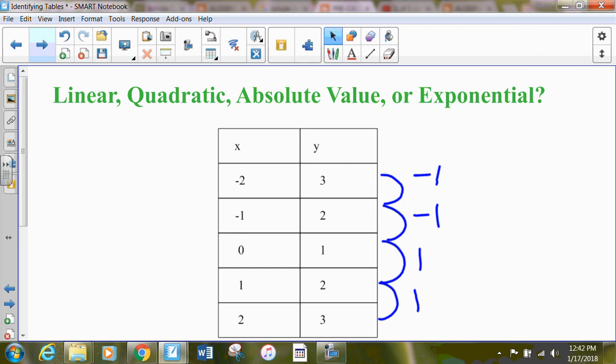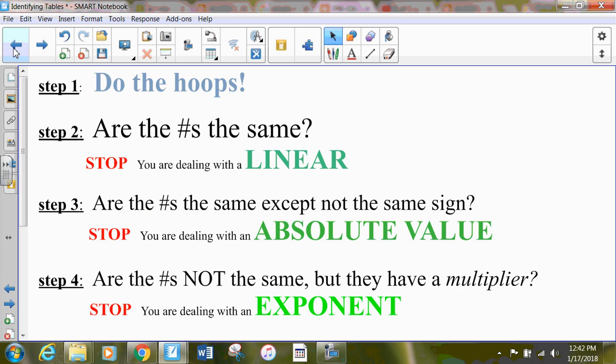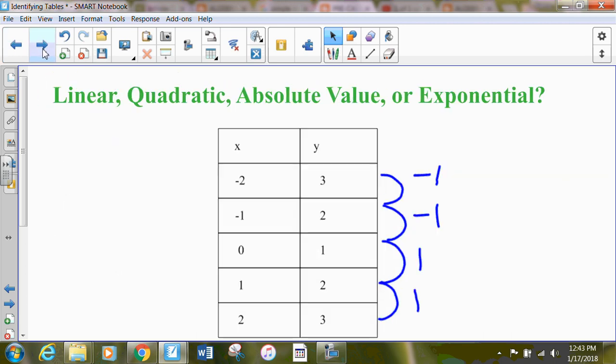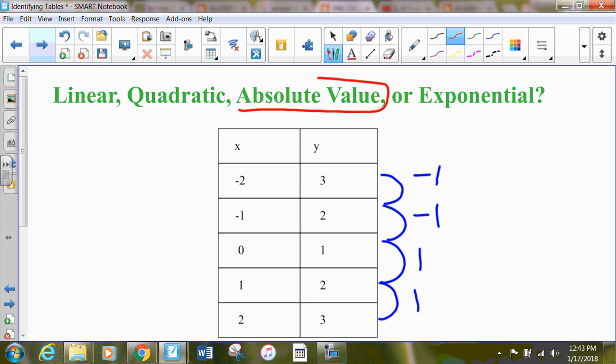We're going to go back to our list, and it says when you do the hoops, and they're the same, right? We've got linear. When you do the hoops, and they're the same except for not the same sign, so that's what we have. We have a positive 1, and then a negative 1, negative 1. Then we stop because we are dealing with an absolute value. So we recognize this as a table that represents an absolute value function.